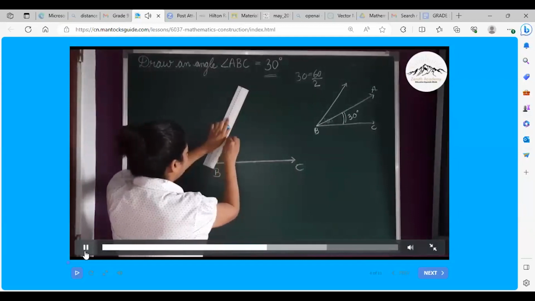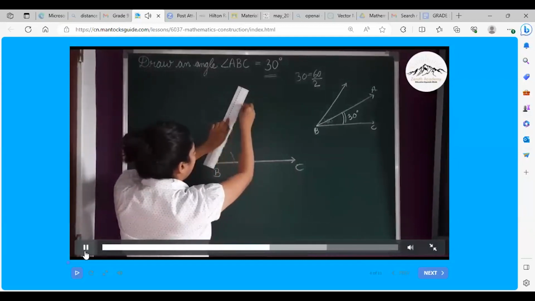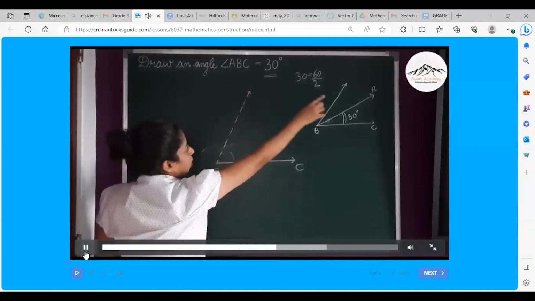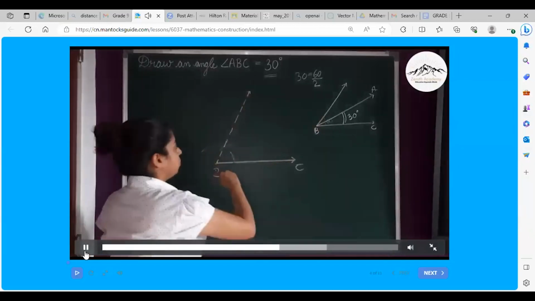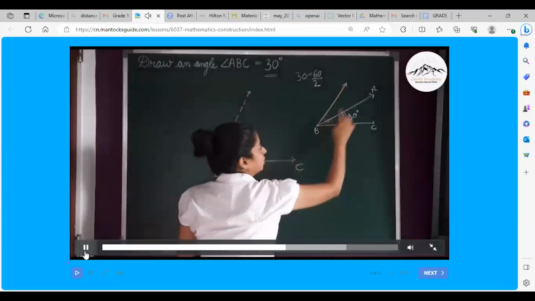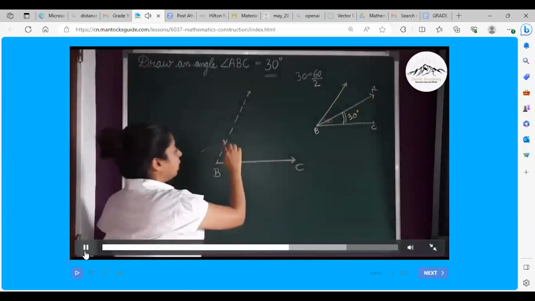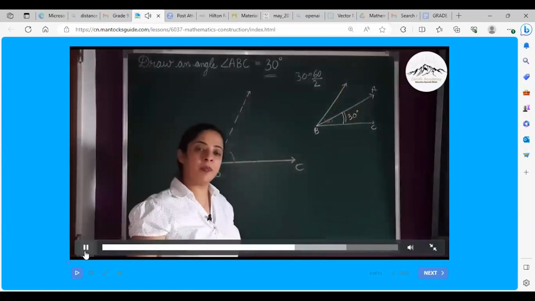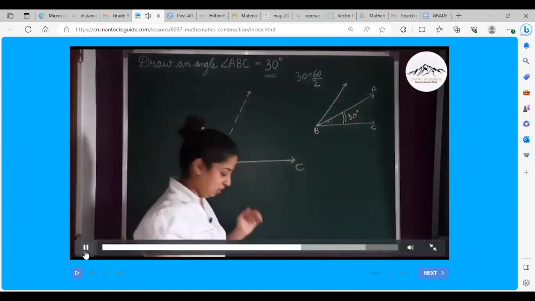Now here we will draw dotted lines, as we don't want to draw 60 degree, we want to draw 30 degree, right? So here we draw dotted lines because we don't want this angle. We don't want this line. We want this ABC. Now we have to bisect this angle. Children, in one of my previous videos, I have already told you how to bisect an angle. I'll teach you here again.